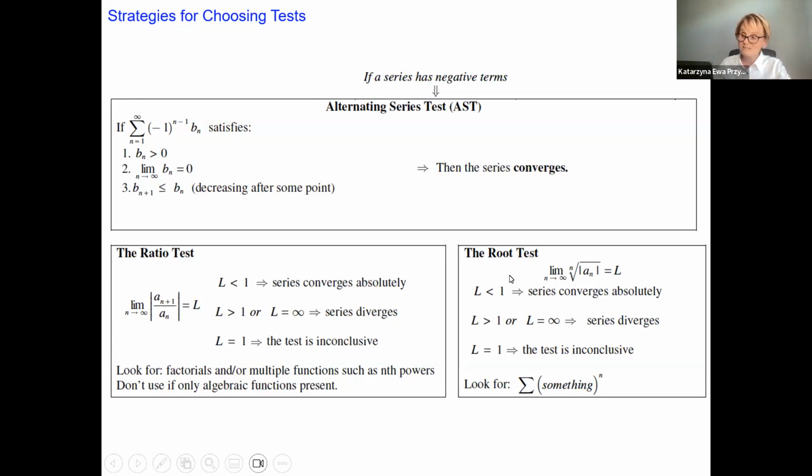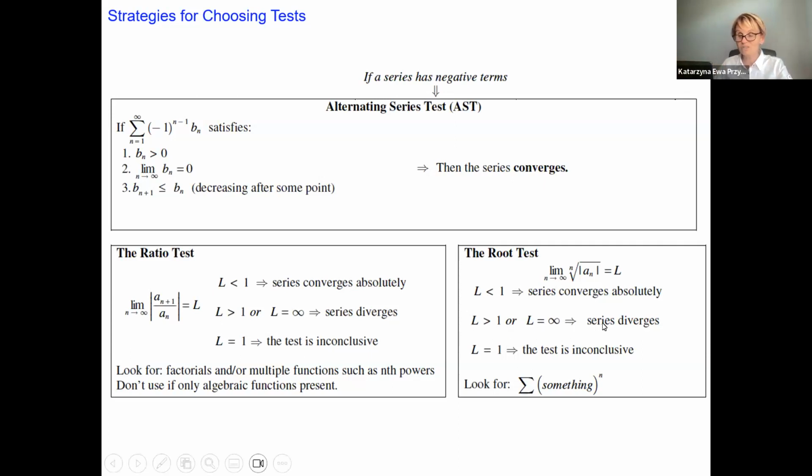And then the root test has a similar conclusion, but we're computing a slightly different limit. We're computing the nth root of the absolute value of the terms. And the same thing: if that limit is less than 1, we have absolute convergence, and absolute convergence implies convergence. It's also quite a powerful tool.